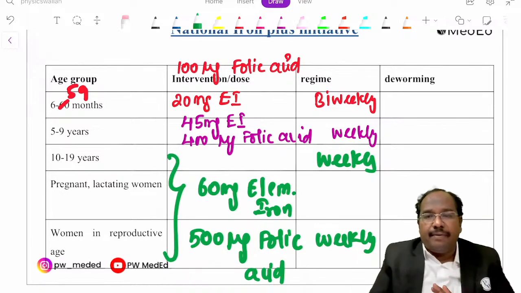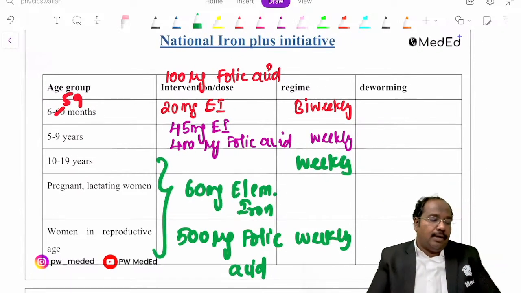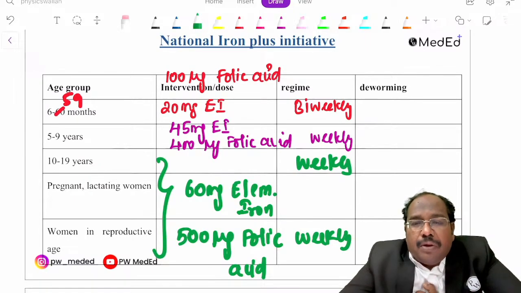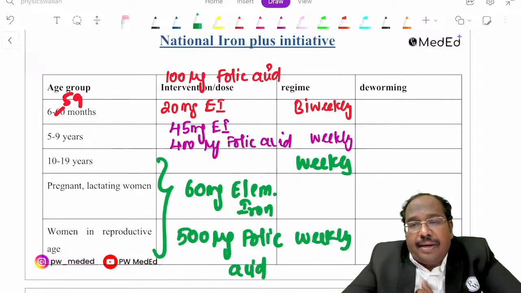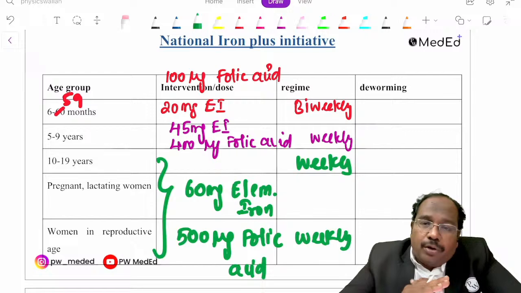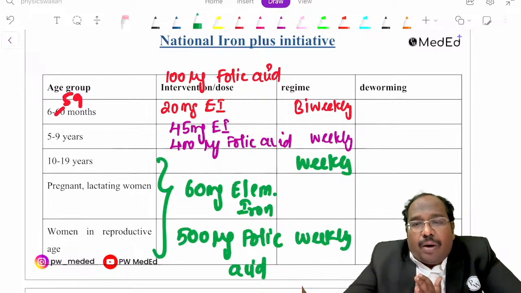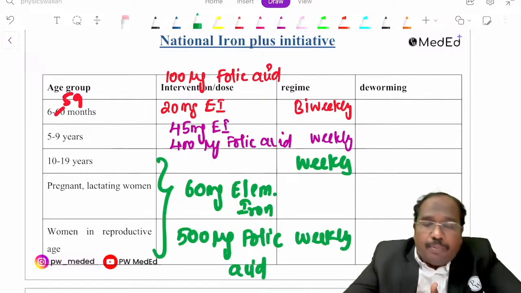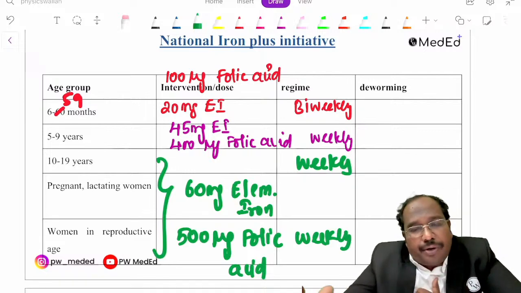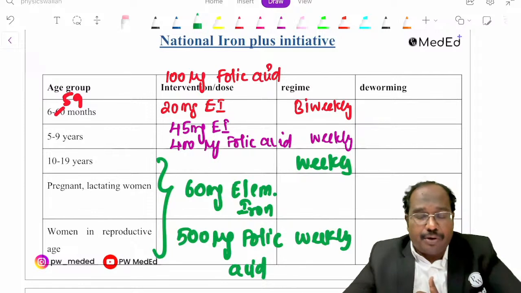For pregnant women, when are we going to give? Pregnant women, from the 4th month antenatally, will start daily. Daily we are going to give till delivery. After delivery also you are going to provide daily for 6 months. So during pregnancy more than 6 months, and post pregnancy again 6 months. Post delivery also you are going to give.